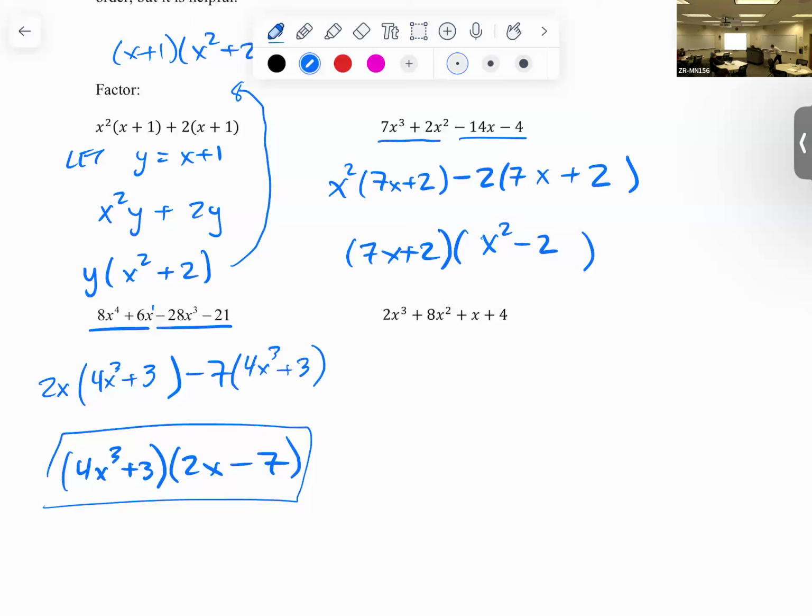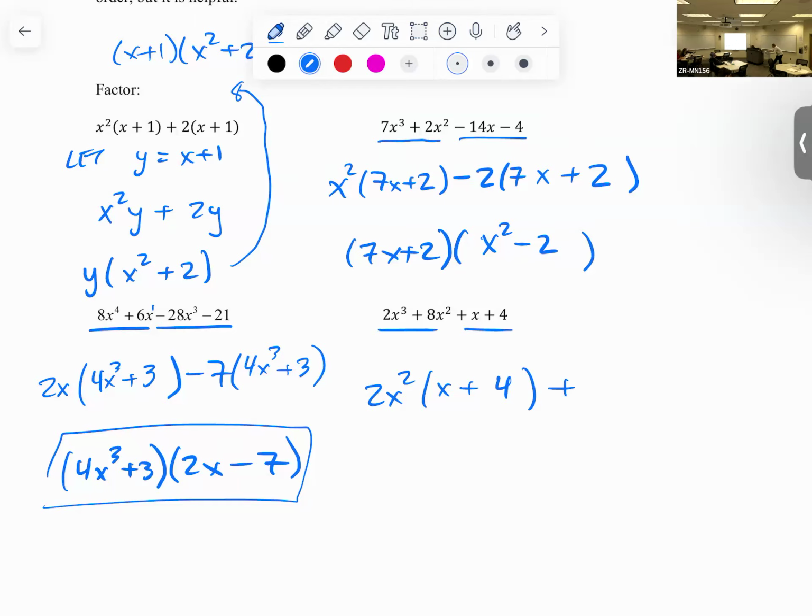One last time. Kaylin, 2x on the outside. 2x? We sure that's greatest common? Squared. 2x squared. What remains? x plus 4x squared. No x. Right? 2x squared times 4 makes 8x squared.